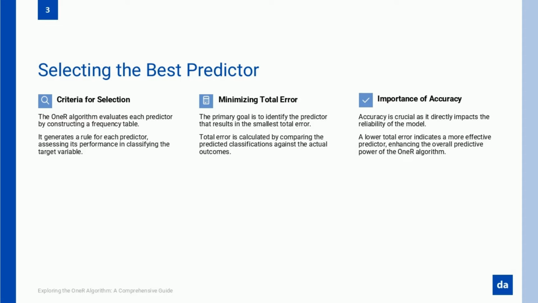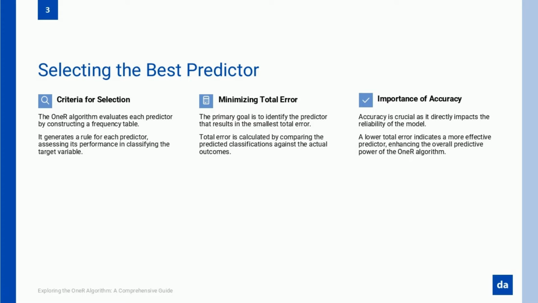Now comes the exciting part, comparing the total error rates. The predictor with the smallest error wins the spotlight. In this example, if age results in fewer classification errors than income or education level, it becomes your chosen predictor, the one that will define your final rule. What makes this step so fascinating is that it blends precision with simplicity. You're not just looking for the most complex relationship, you're seeking the one that's both effective and easy to explain.